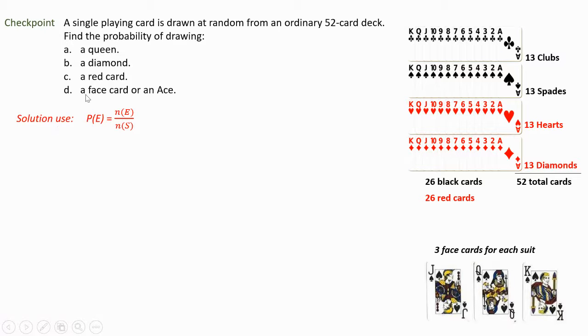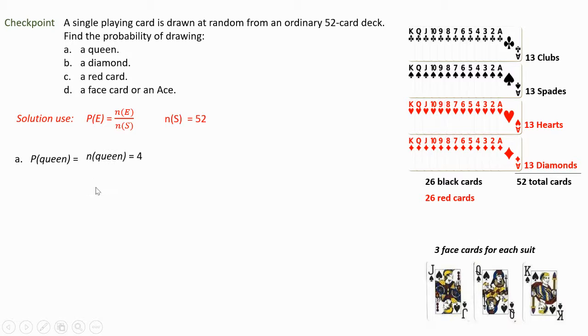So for the solution, guys, we're going to use this formula here. The probability of the event is equal to the number of elements in the event over the number of elements in the sample space. And we notice the sample space will always be 52, right? Because there's 52 cards. So now let's do part A.